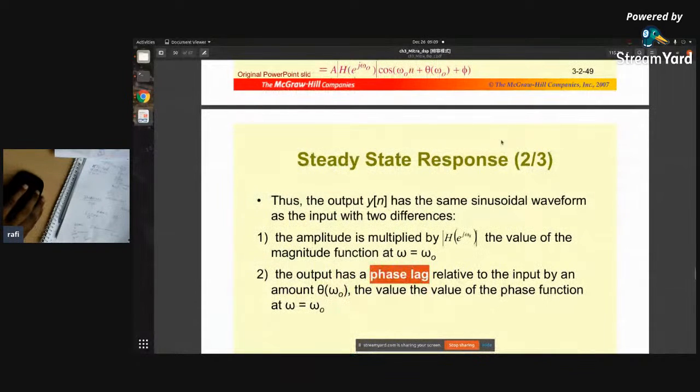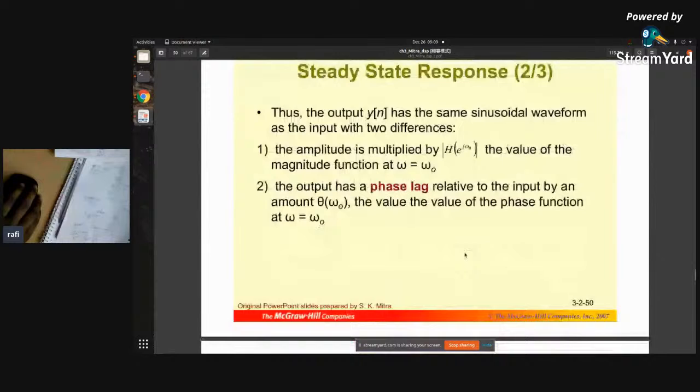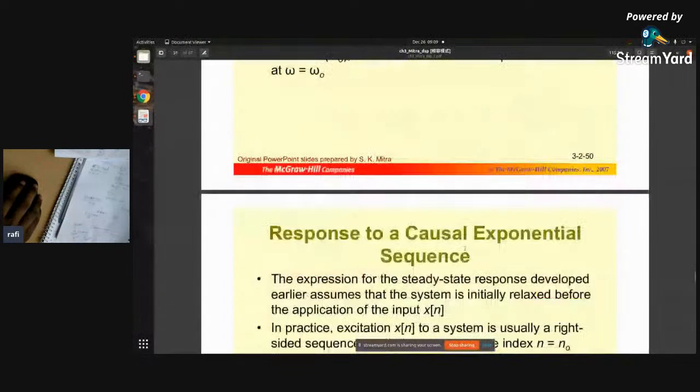With respect to the input, what is the phase difference? This theta of omega naught. So the output will have this theta of omega naught. In general, this theta of omega naught should be positive so that it experiences some delay, but phase can be anything depending on the frequency. So that is the steady state response for a real signal.